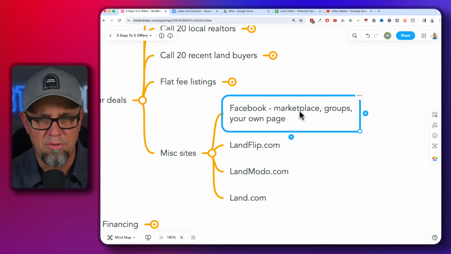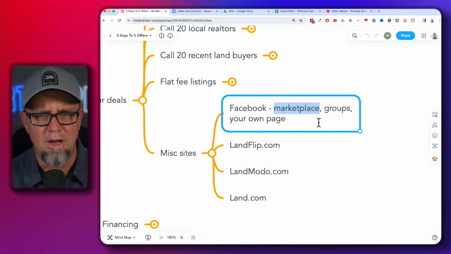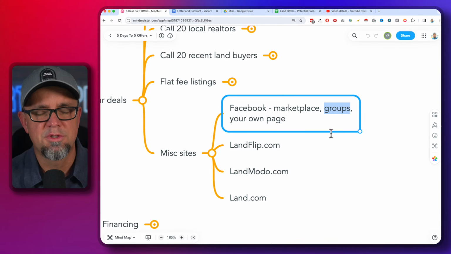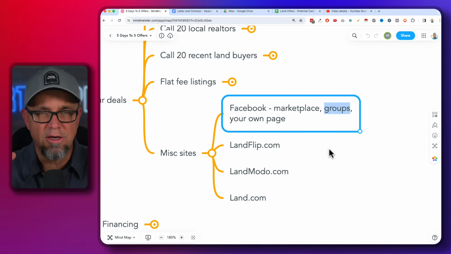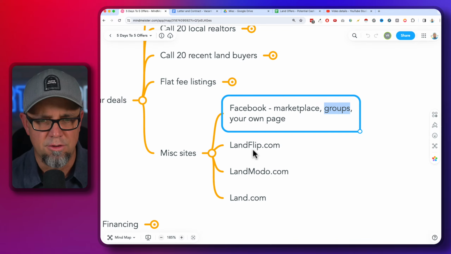You can also put it on Marketplace, but I've had a lot of struggles and problems with Marketplace. I don't understand. It's frustrating. You can do it in groups, local, regional, national groups. You can list your properties there, investor groups.